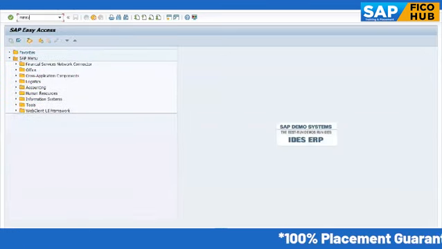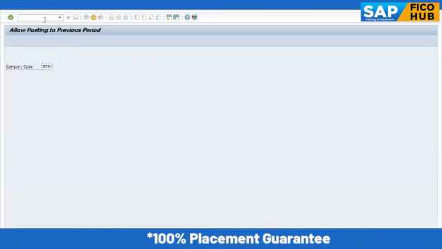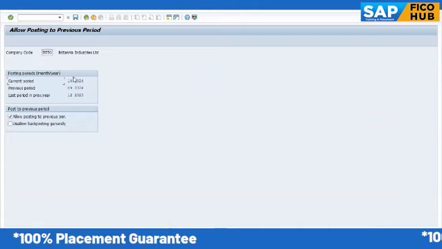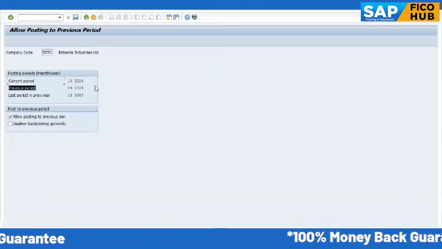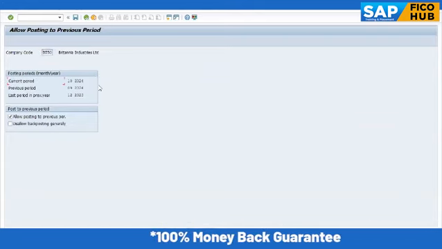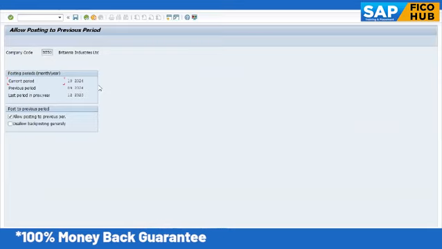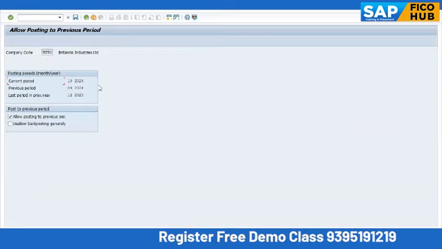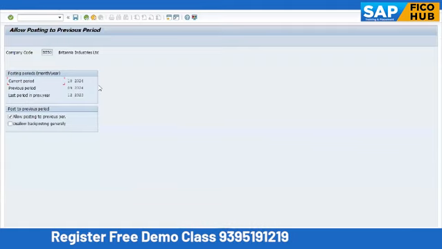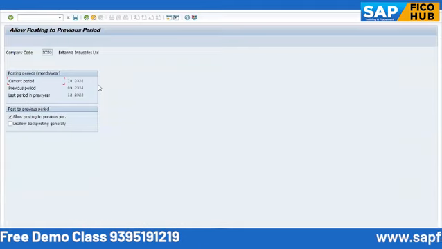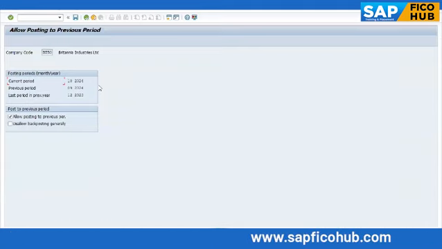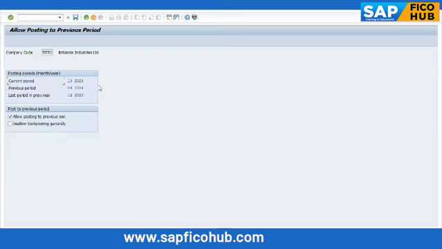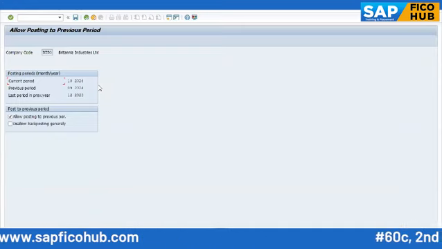Now go to MMRV, recheck. Give your company code. Now current period is 10th period. Previous period is 9th period. I already told you in MM only 2 periods are allowed. And one more condition, once the period is closed, you cannot open it once again in MM. Okay, it is not possible. So this is one condition.